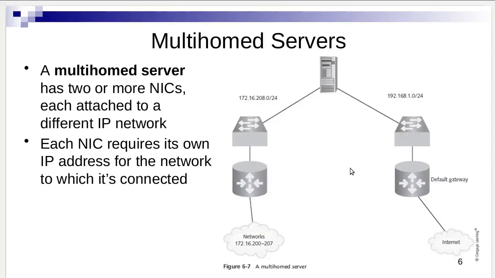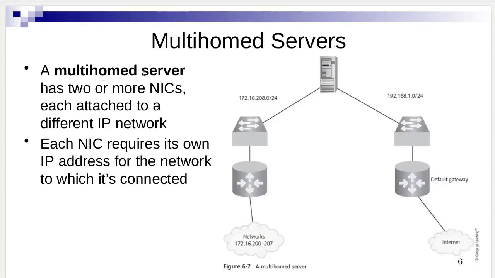Okay, so another thing you can do is have a server with, quote-unquote, 2 homes, or 2 or more homes. A multi-homed server has at least 1 NIC, and usually 2. It can have more. So that's basically 2 or more network interface cards, each attached to a different IP network.